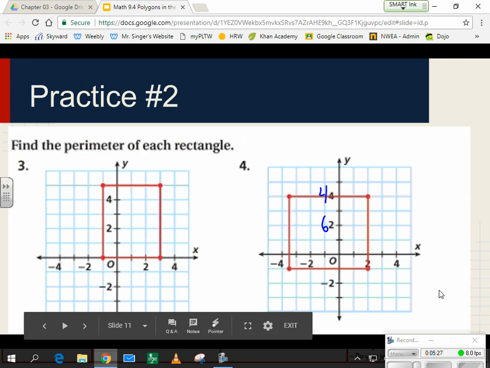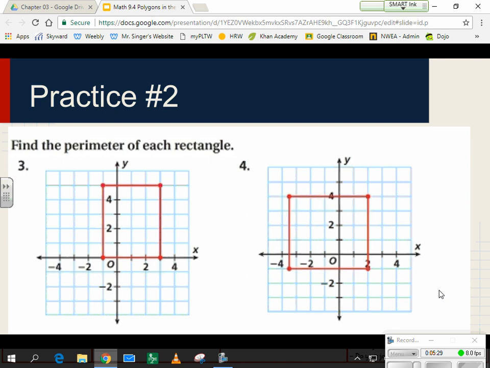Let me get rid of the 4 and 6. Here are two rectangles. I want you to find the perimeter of each. Come back when you've figured it out.